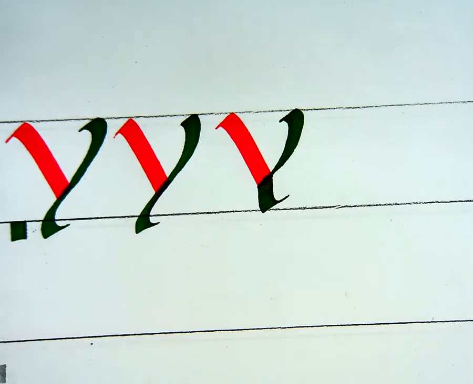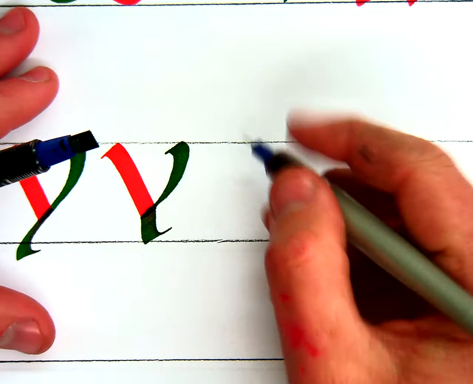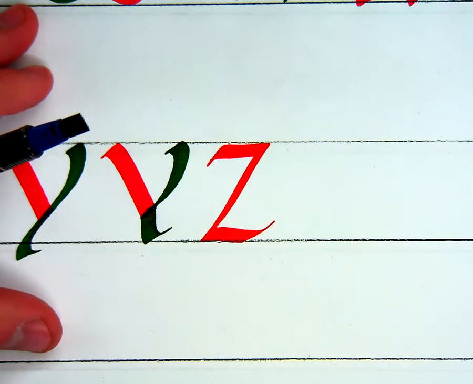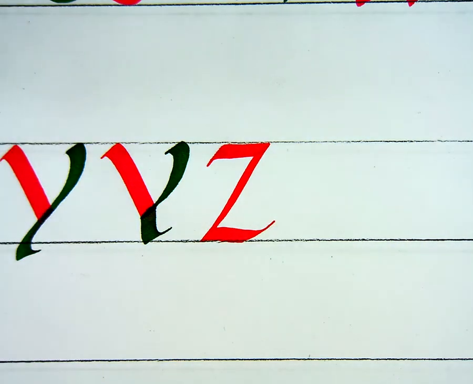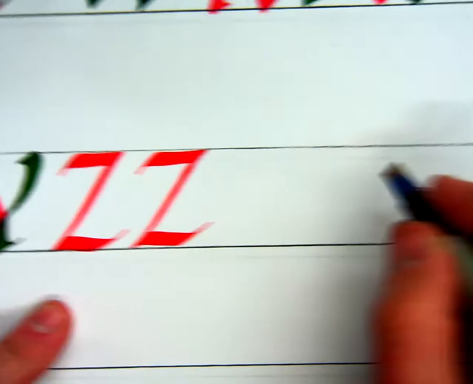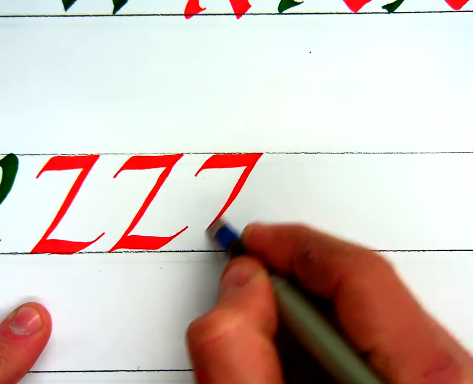They all are. All right, the Z, nothing fancy with the Z. Just make sure it doesn't look stiff. One stroke for the Z. One, down, over. That's the Z. One, down, over. One, down, over.